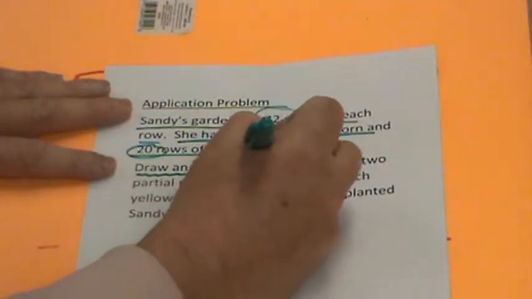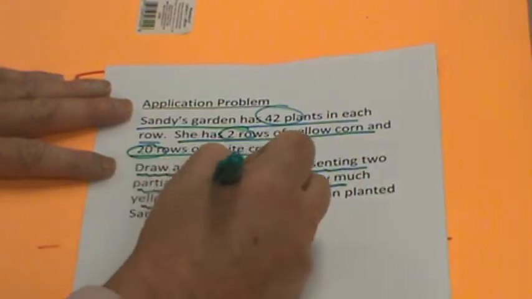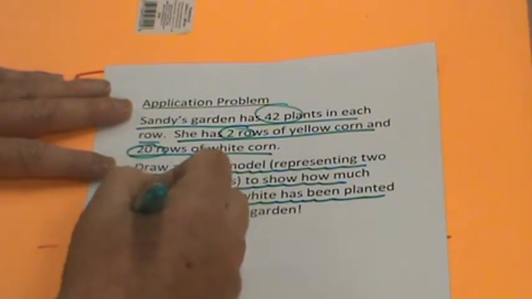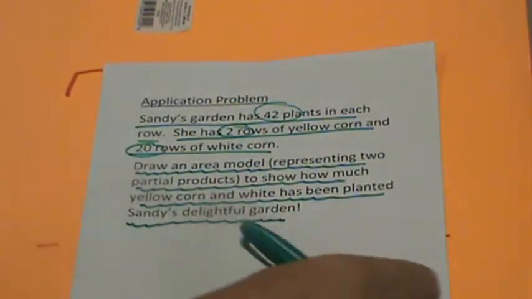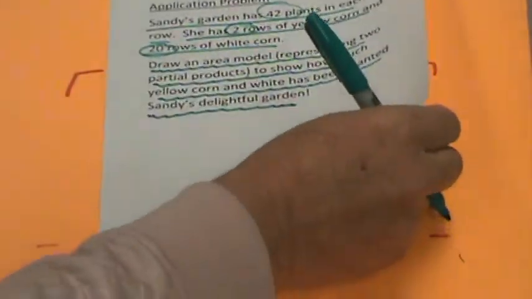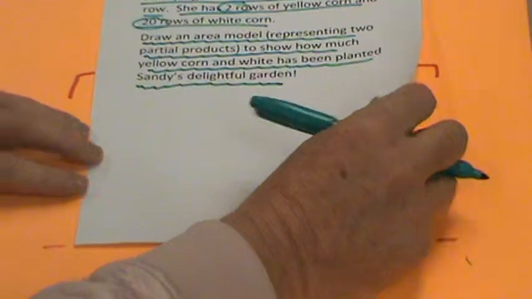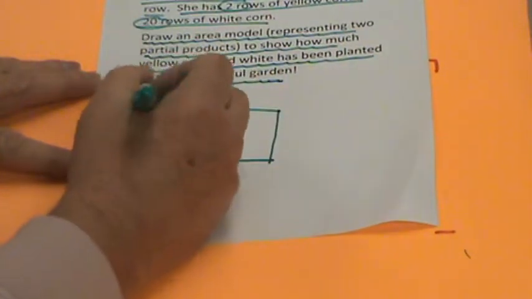It says draw an area model representing two partial products to show how much yellow corn and white corn has been planted in Sandy's delightful garden of corn. Reminds me of that story Scarecrow Joe some of you read yesterday. So let's get busy with this. We're going to start with an area model. I'm going to draw it over here. But we're going to do that, not the 4-section one. We're just doing the 2-section one, all right?